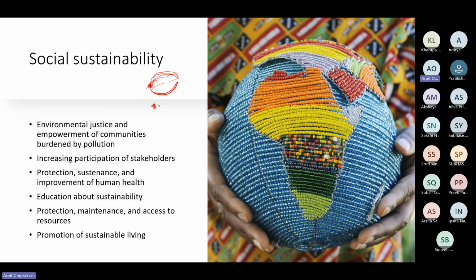Only people who are educated can raise their voice and talk to their representatives, such as MLAs, MPs, and all, and make change happen. So this education about sustainability is also something that needs to be done. Protection, maintenance, and access to resources and promotion of sustainable living are also things that come under social sustainability.